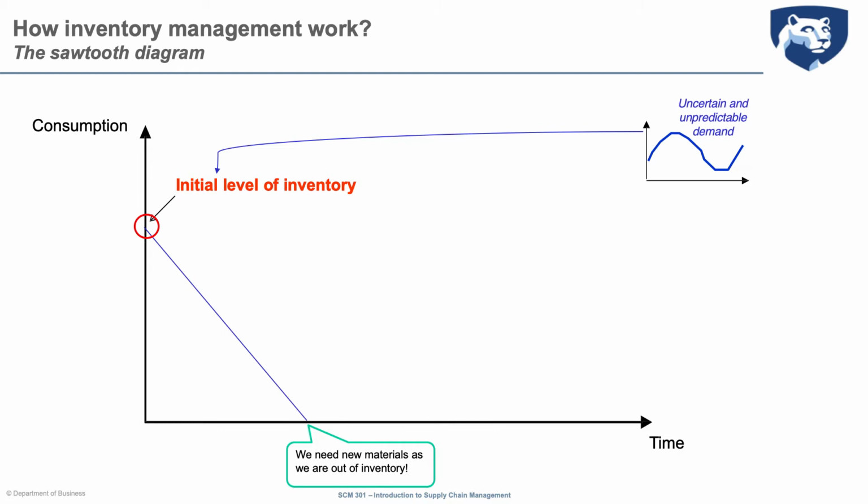So what happens when I have no more keyboards or no more laptops? The node in the supply chain says, we need new material as we are out of inventory. If you want to keep producing or keep selling in the market, we need new material. For this reason, we need to be sure that the supplier of the keyboard and the producer of the laptop will be able to deliver the product when I need it.